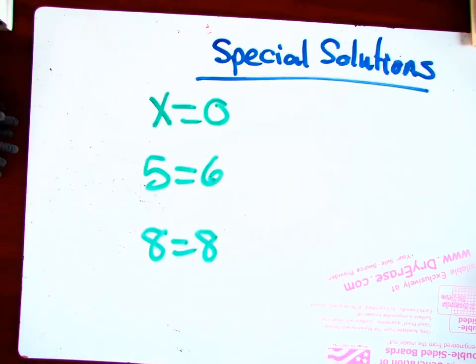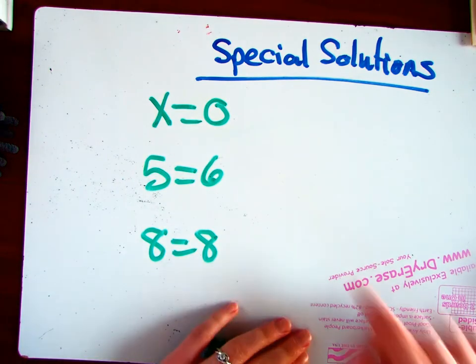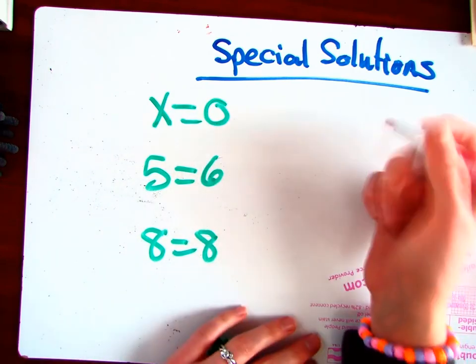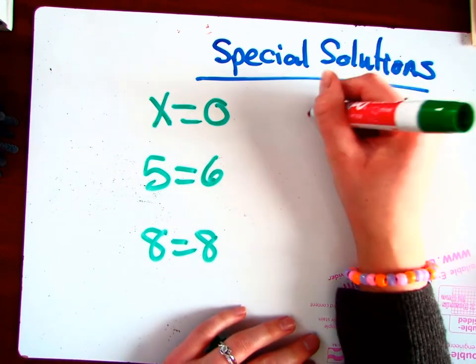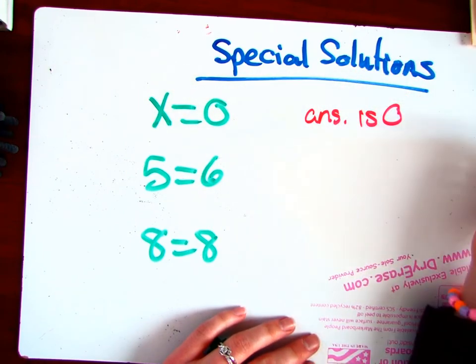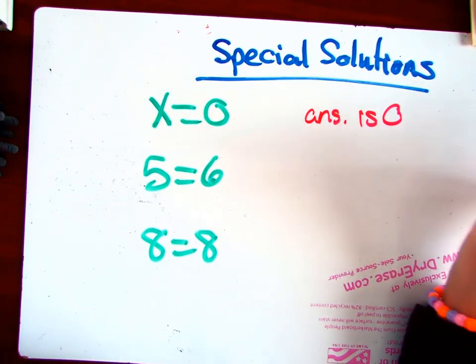One more quick thing to talk about when you are solving multi-step equations is that you may end up seeing some funky solutions. If you see something that looks like this, x equals 0, that just means that the solution is 0, or the answer is 0. It is totally fine to have a 0 answer. I know that it freaks people out, but don't worry about it.